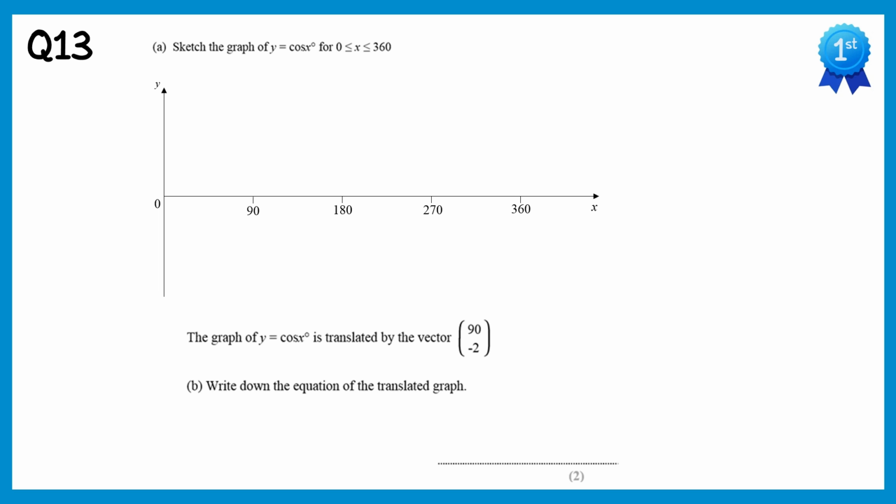The graph for cos moves between 1 and -1 on the y-axis, so we should label those on. We then mark on some key points, like 0, 1, 90, 0, 180, -1, 270, 0, and 360. To complete the graph, you need to join these up using a nice smooth curve.